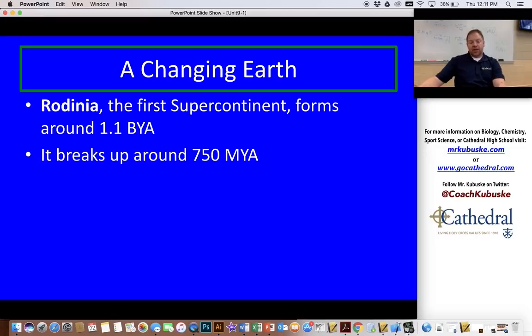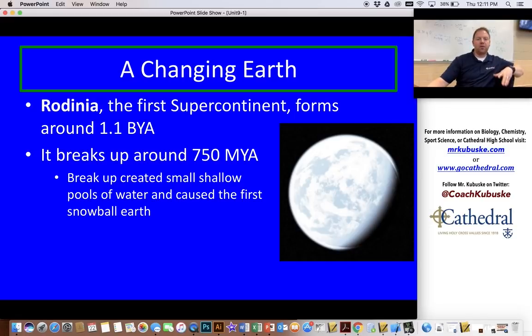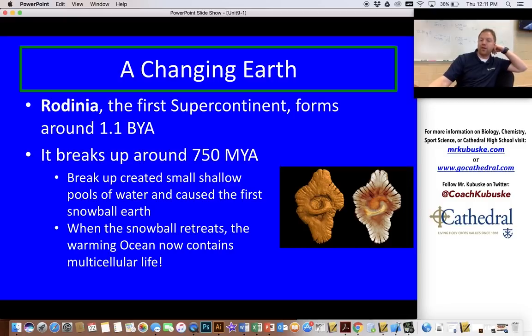So the Earth is going to continue to change. We've got our first supercontinent forming, called Rodinia. It forms about 1.1 billion years ago. It breaks up about 750, and when it breaks up, it really changes the landscape of our planet. In fact, it changes those ocean currents, that really warm water that we were talking about, and it actually causes what's called the first snowball Earth, or the first ice age on our planet. So imagine the Earth as a giant snowball.